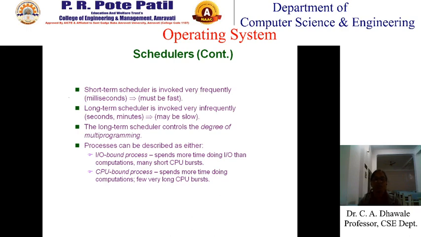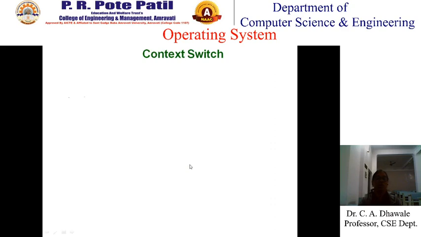And the CPU bound process means the process which spends more time on the CPU. So this CPU bound process has a very long CPU burst time, and I/O bound means it has a long I/O burst time and short CPU burst time.